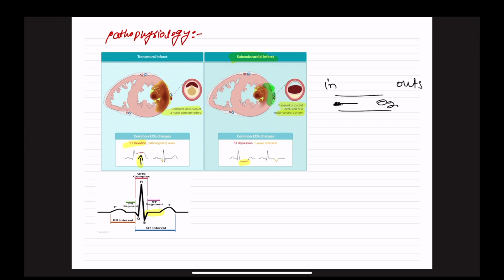So when oxygen is carried from outside to inside, the heart muscle that is outside is supplied by the oxygen, and the oxygen is taken up by this part of the muscle, while there is not enough oxygen going inside to the inner part of the heart muscle. So that's why it is usually affected, an oxygen supply-demand mismatch.